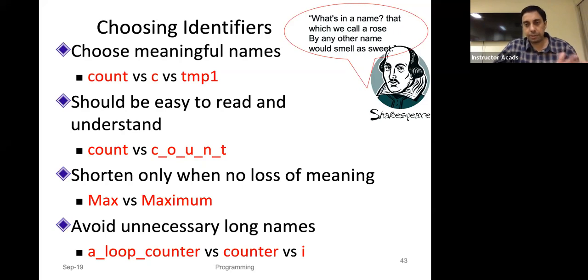So as in everything, there is a balance. Okay. So counter is preferable to a loop counter. So these are things that, you know, follow your own judgment.